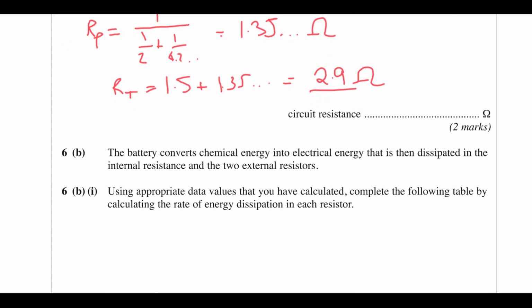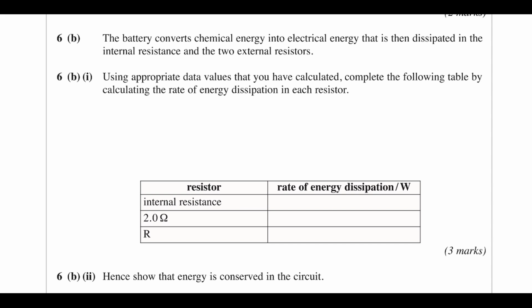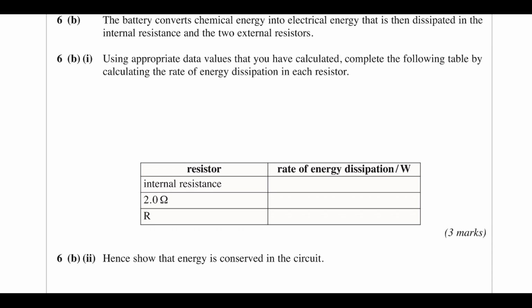So on to part B. The battery converts chemical energy into electrical energy that is then dissipated in the internal resistance and the 2 external resistors. Using appropriate data values that we've calculated, complete the following by calculating the rate of energy dissipation in each resistor.